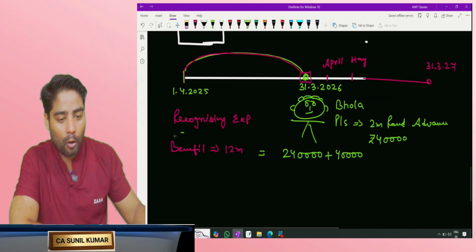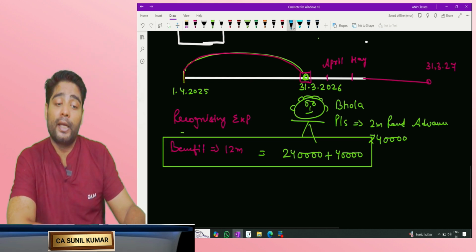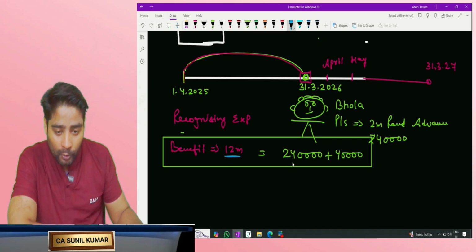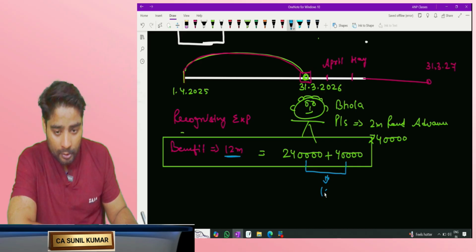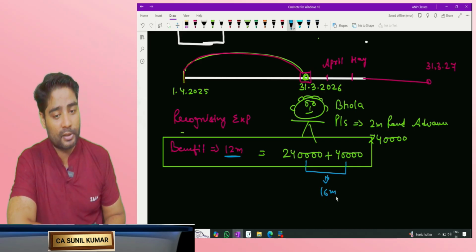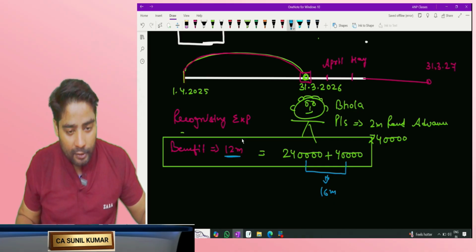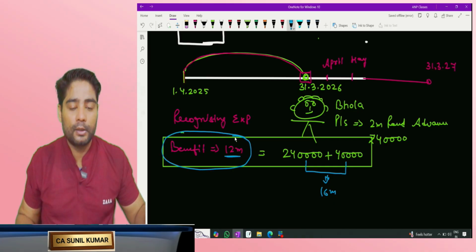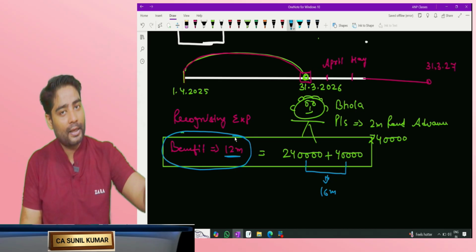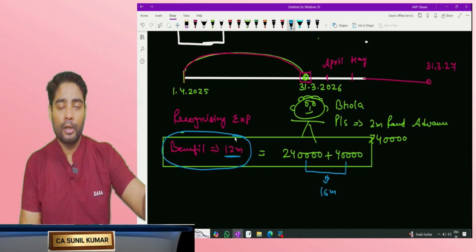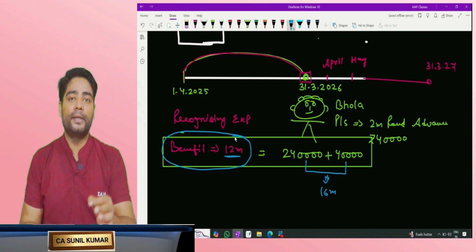Is this matching or not? You have taken the benefit of 12 months, but you're recognizing the expense of 2,60,000, which is for 16 months. So what does the matching concept say? Matching concept simply says, if you have taken the benefit of an expense or an asset for that particular period, then you should recognize that expense for that particular period only.